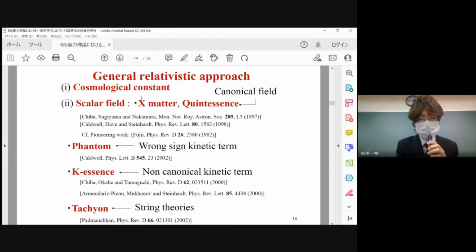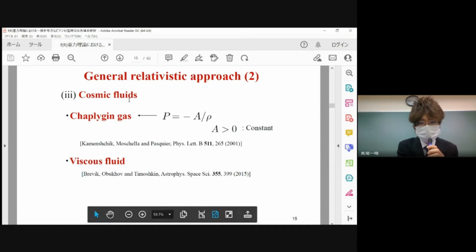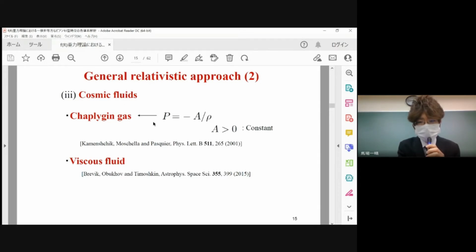I would like to explain several approaches, several proposals for the general relativistic approach. The first is the cosmological constant. Second is the scalar field, like X matter quintessence. Moreover, there are several candidates for the dark energy: phantom with wrong sign kinetic term, K-essence with non-canonical kinetic term, tachyon predicted by string theories. The third is a cosmic fluid. For example, the Chaplygin gas, whose equation of state is given by this peculiar form. The pressure times energy density is constant. And the viscous fluid is also proposed.